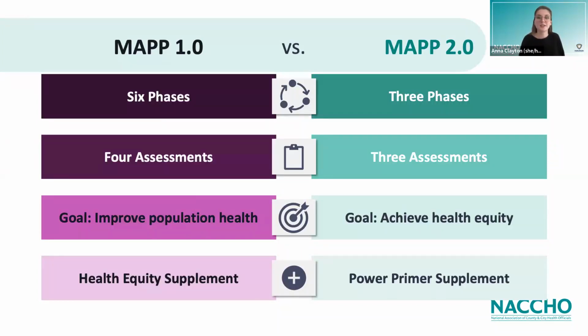And over the years, additional supplements were added to help communities focus on addressing equity in their CHI process. Now, MAPP 2.0 has health equity as the central goal. So it's no longer a supplement that's added, but really is the core goal of the process and the framework. Therefore, the supplement that goes with MAPP 2.0 for those who want to go a step further is called the Power Primer. That's a tool to help communities address power imbalances as a root cause of inequities. And we'll share a little bit about that later.